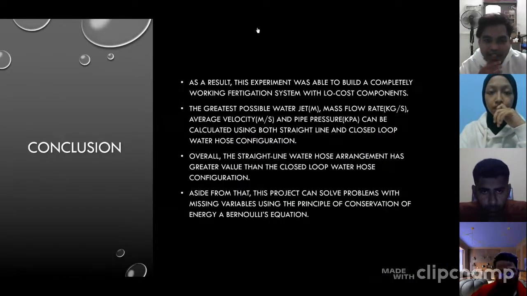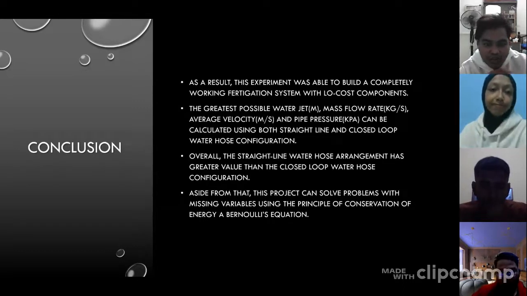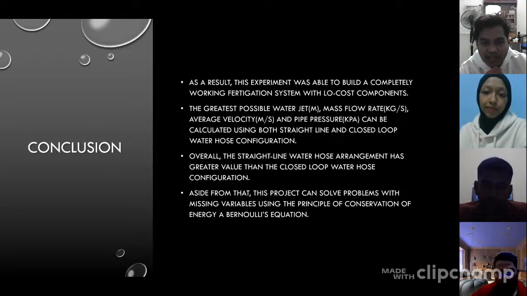For the conclusion, as a result, the experiment was able to build a completely working fertigation system with low cost components. The greatest possible water jet, which is M, mass flow rate in kg per second, average velocity in meters per second, and pipe pressure in kPa, can be calculated using both straight line and closed loop water hose configurations. Overall, the straight line water hose arrangement has greater values than the closed loop water hose configuration. Aside from that, this project can solve problems with missing variables using the principle of conservation of energy, the Bernoulli equation.